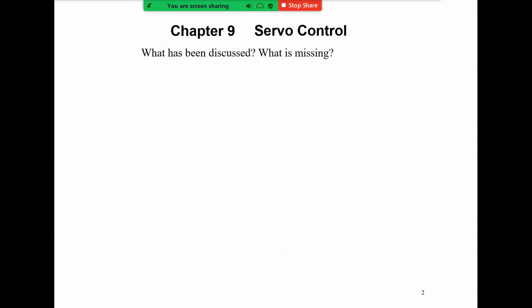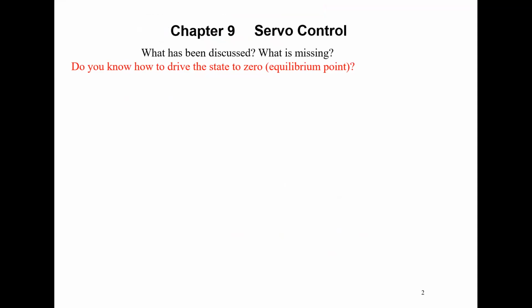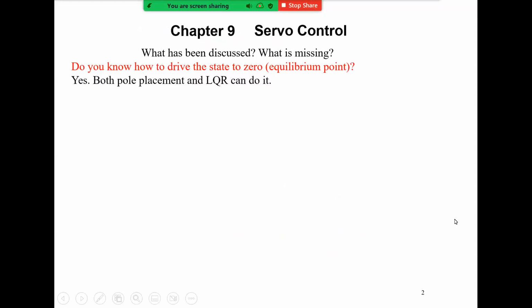First, recall what we have learned and what is missing. Now, I gave you two ways to design the controller. Do you know how to drive the state to 0? Yes, right. That's what you have learned. We know how to make the x go to 0. Both the pole placement and LQR can do it.